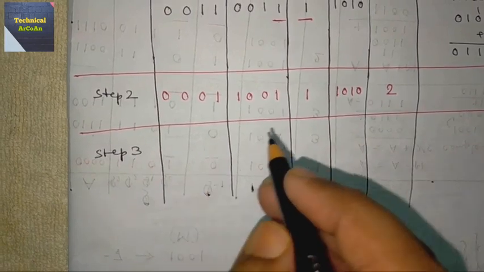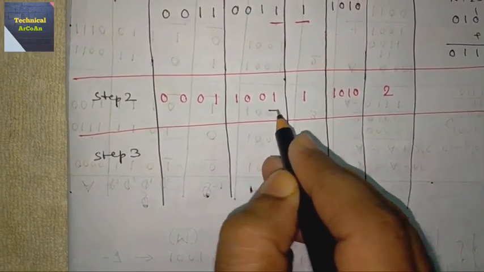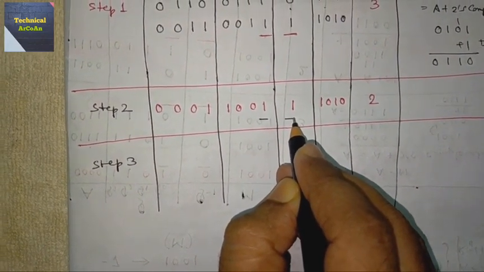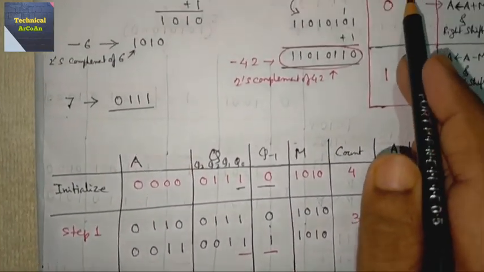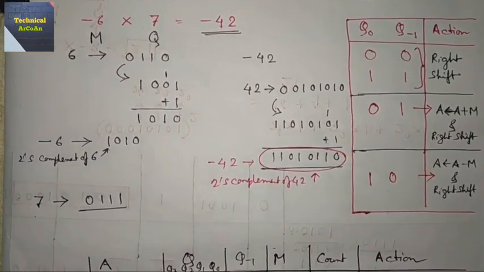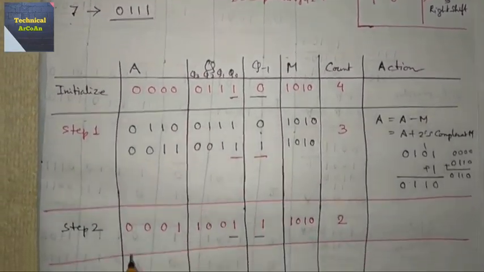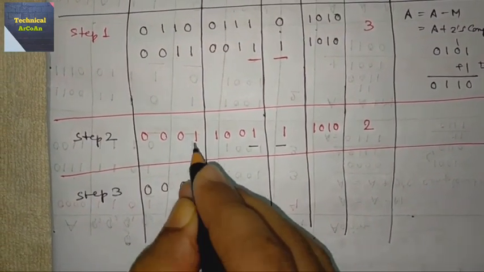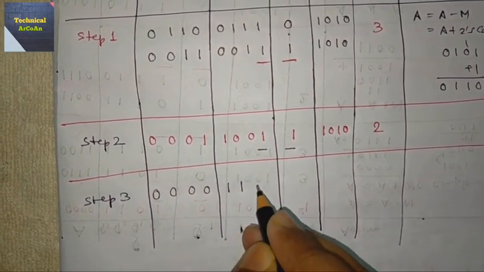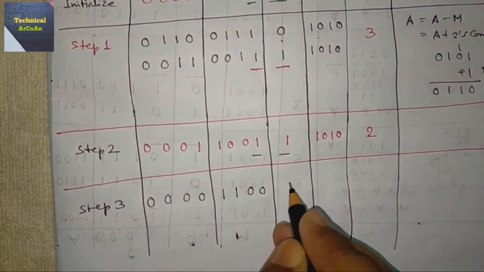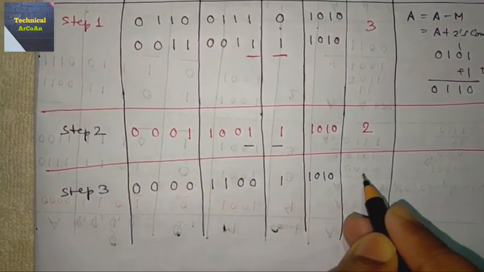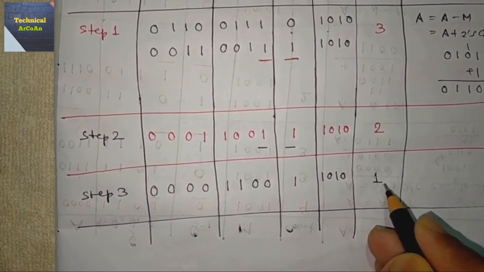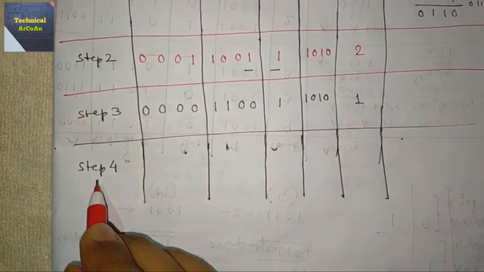Now again we check: q0 is 1 and q minus 1 is also 1. Okay, the same thing is going on. So again, if it is 1 1, only a right shift happens. We just do that, and each bit moves one position to the right. M will be there. And the count value will be 1. Okay, now step 4 is concerned.